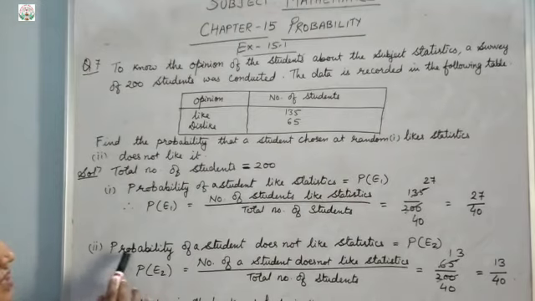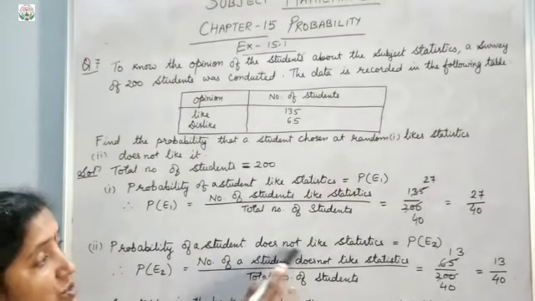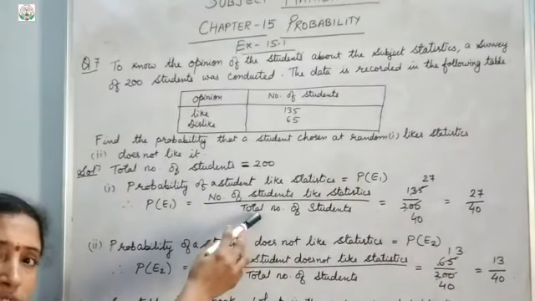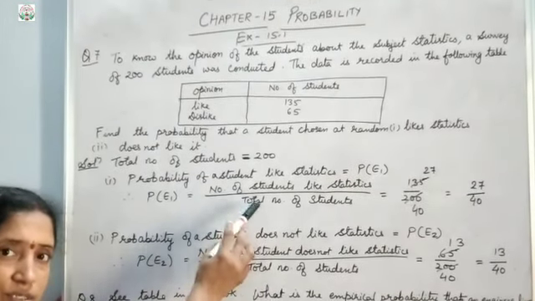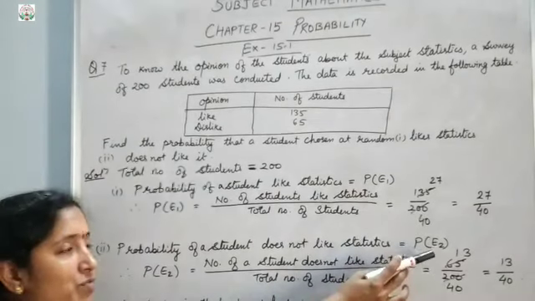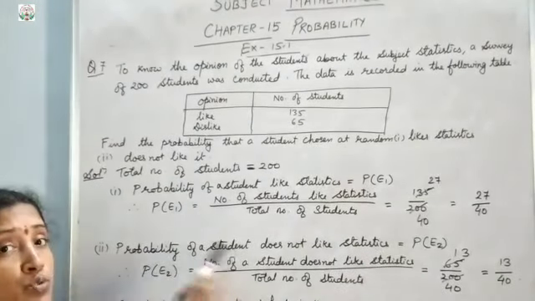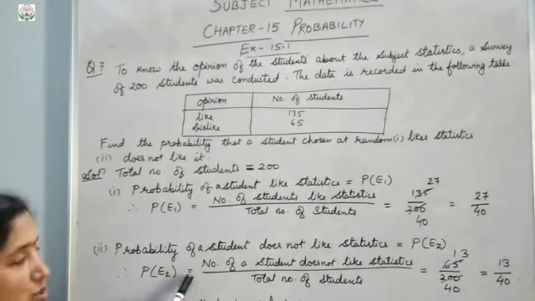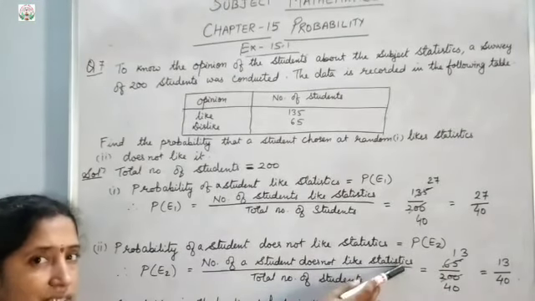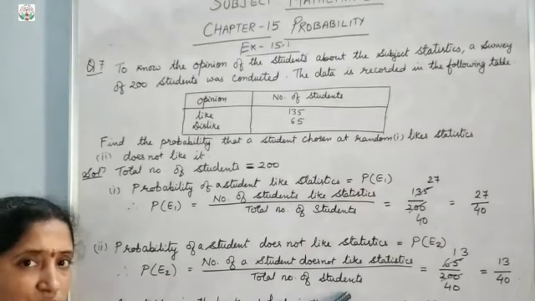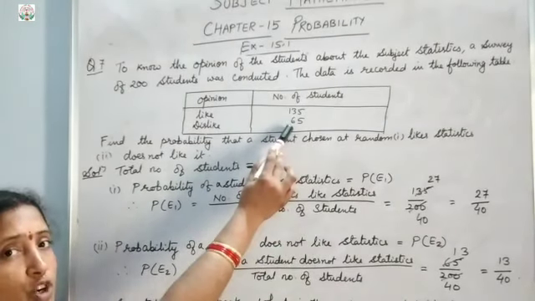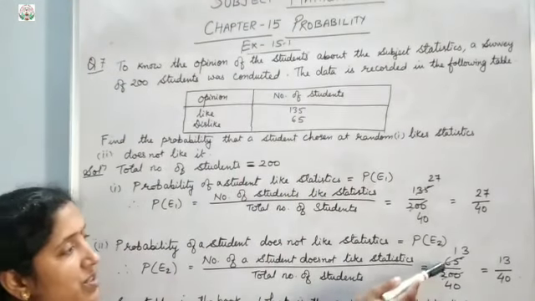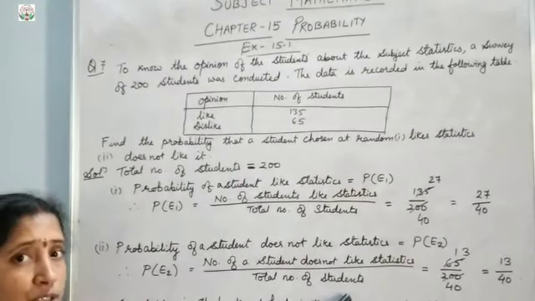Now the second one, what is that? Probability that a student does not like statistics. So let it be P of E2, and P of E1 was for liking statistics. Now P of E2 means the probability of students who do not like statistics. So P of E2 equals number of students who do not like statistics upon total number of students. Here in the table you can see how many students do not like statistics, that is 65. So 65 upon total number of students, 200.